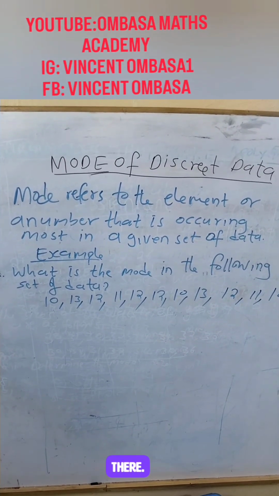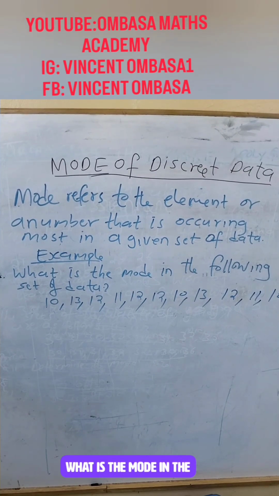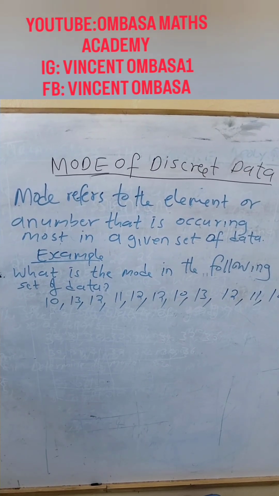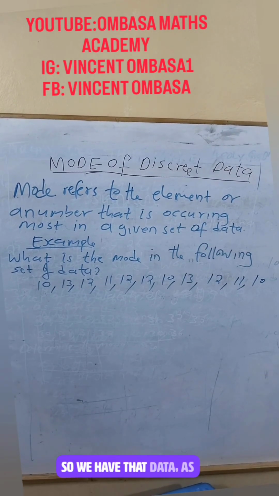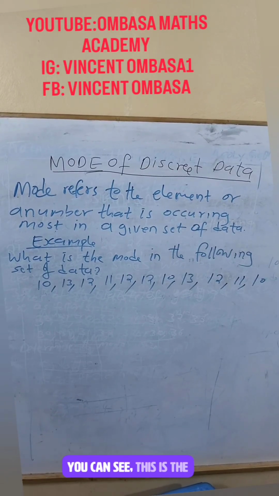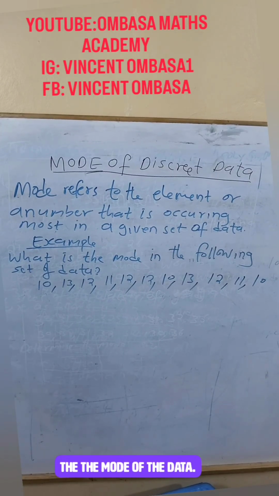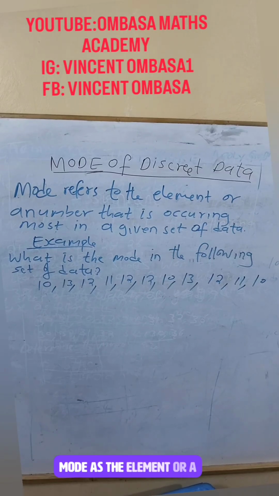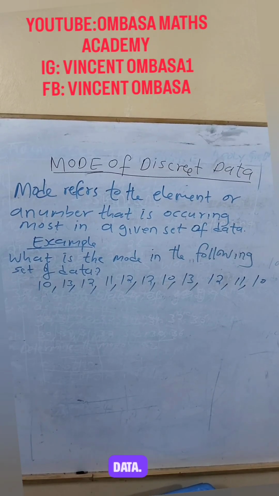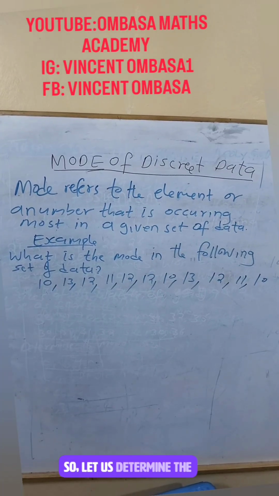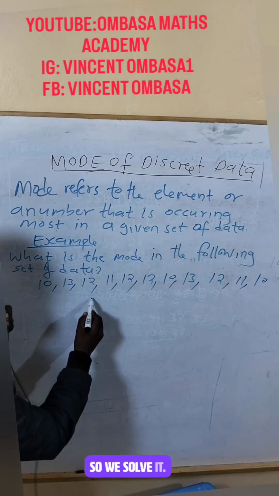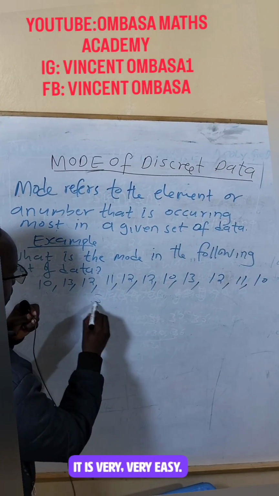So we have an example there. What is the mode in the following set of data? So we have that data. As you can see, this is the data we have. So we are asked to find the mode of the data, and we have defined the mode as the element or a number that is occurring most in a given set of data. So let us determine the mode. How do we solve it? It is very easy.